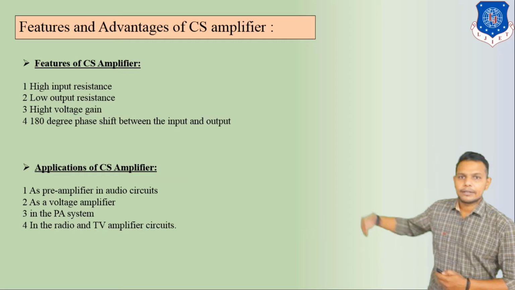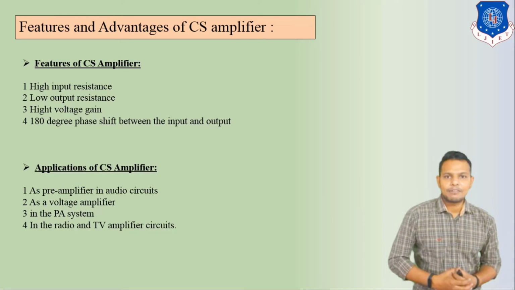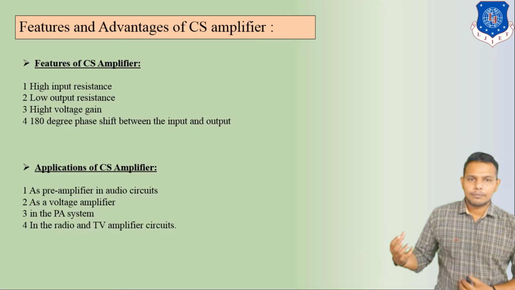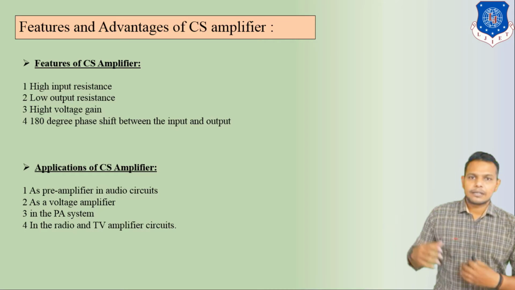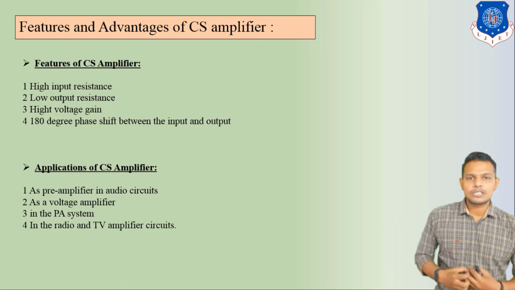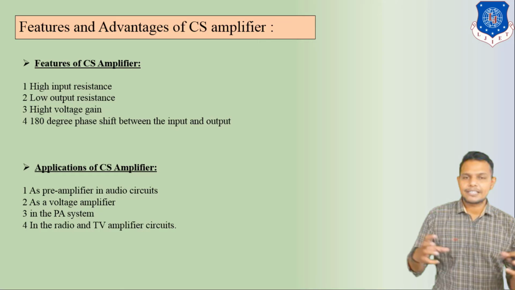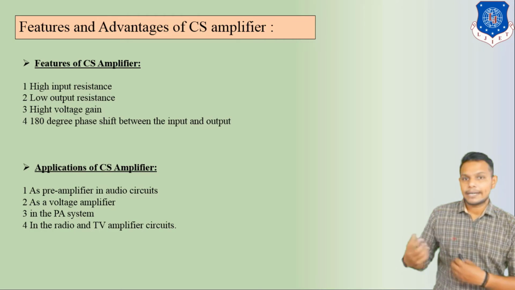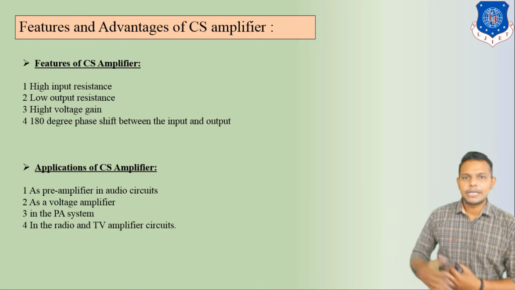So now here are the features and applications of CS amplifier. First feature is number 1, high input resistance. As we have learned in the first lecture, its input impedance is high, because the gate and its region are not directly connected. Between them there is one layer which is known as silicon dioxide. So its input resistance is higher compared to the BJT.